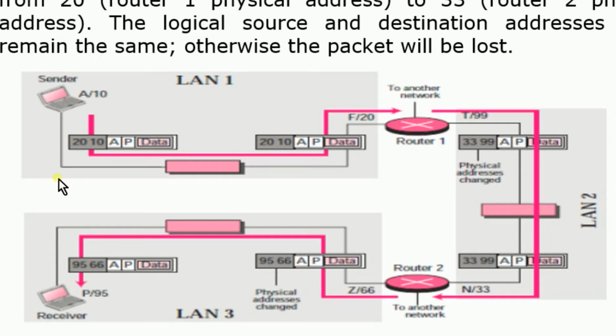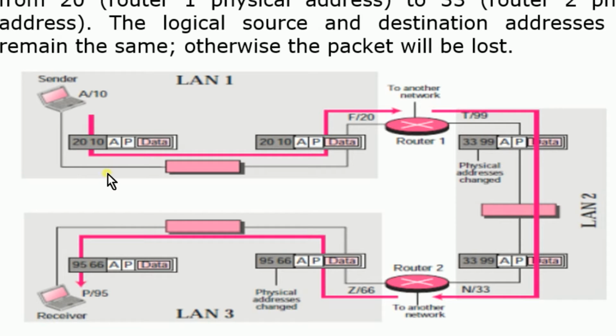So here the physical address is different in this LAN. Again in this LAN it is different, you can see 3399, and in this LAN the physical address is different. That means the physical address is changing for every network, but the logical addresses are the same throughout the network.